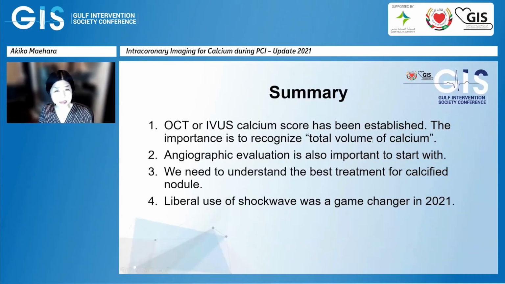So to summarize, in 2021, OCT and IVUS calcium score has been established. The important thing to recognize is the total volume of calcium. But as I said, angiographic evaluation is also important to start with, and we need to understand the best treatment of the calcified nodule. And liberal use of shockwave was a big game changer in 2021.